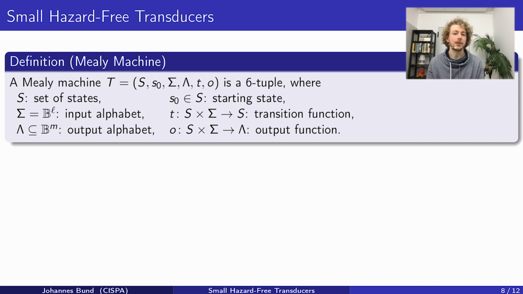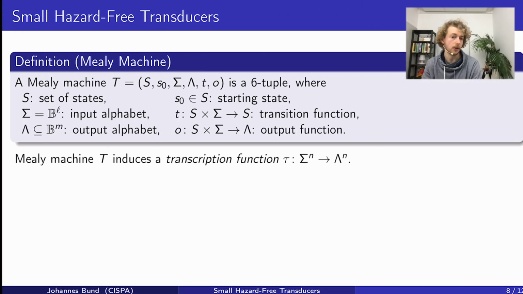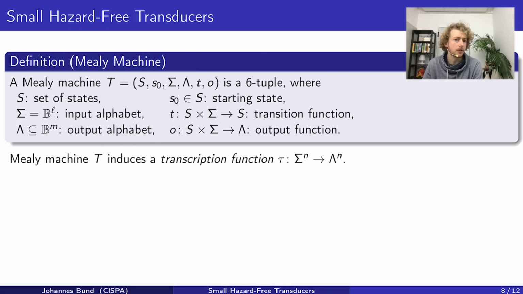Finally, this brings us to the results that we want to present today. So all transducers have an efficient hazard-free implementation. Transducers are defined the usual way. There's a Mealy machine with state space S, starting state s0, input alphabet sigma, output alphabet lambda, and transition and output functions T and O. For an input sequence of fixed length n, the Mealy machine induces a transcription function tau.